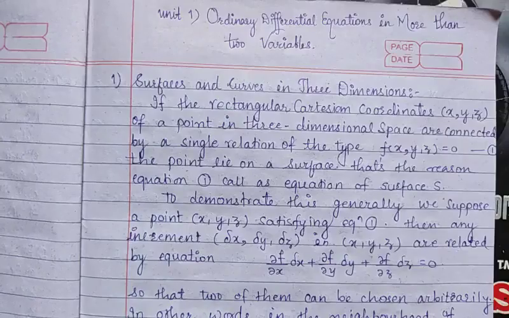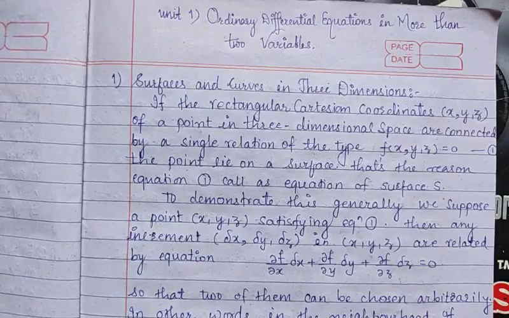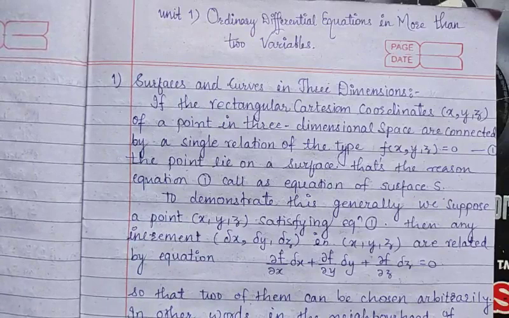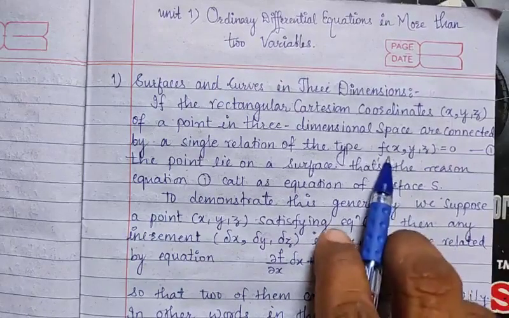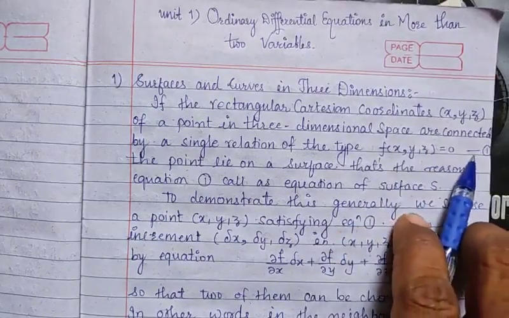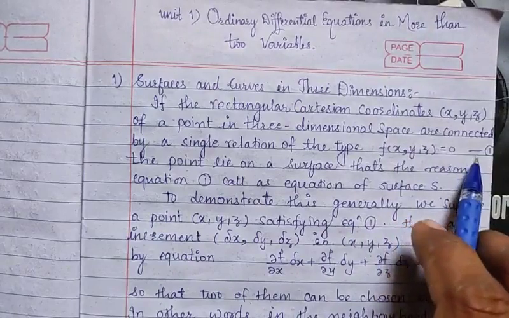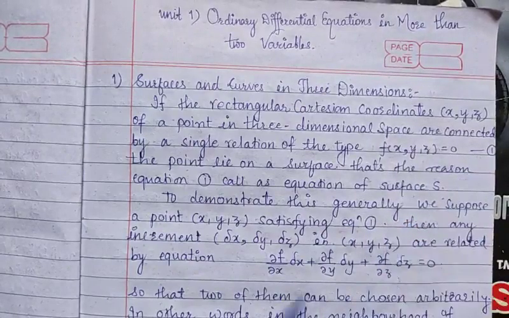In this unit we will see the first point, which is surfaces and curves in three dimensions. Now in rectangular Cartesian coordinates x, y, z, there are three variables, so we get a three dimensional space. Okay, so a single relation, an equation of the type f of x, y, z equal to 0, call this equation 1. This equation is called the equation of a surface.